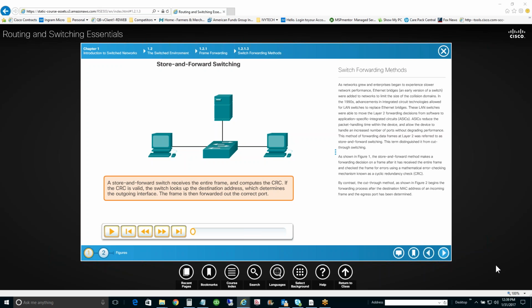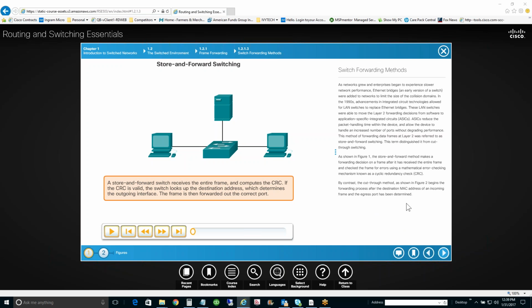So once the frame is received by the switch, what happens once it's there? Well, it gets forwarded. There's a couple ways that can happen. Cisco devices by default do what is called the store and forward method, where it receives the entire frame, does error checking on it, and if there's an issue, it will drop the frame. If it's good, then once it determines the destination port, it will send the frame out.